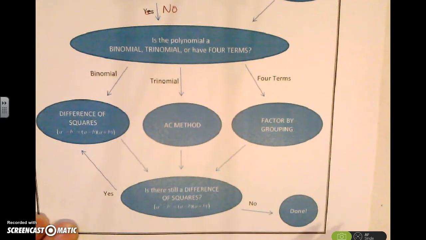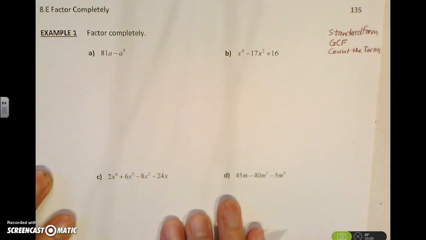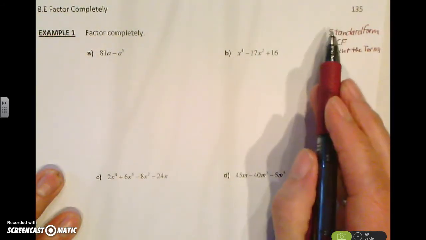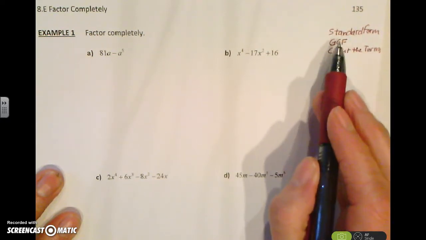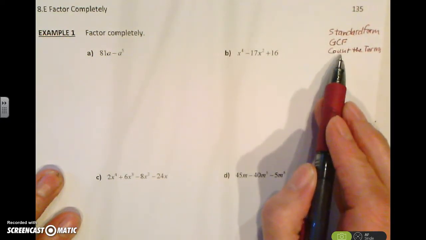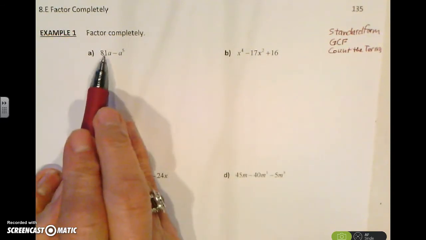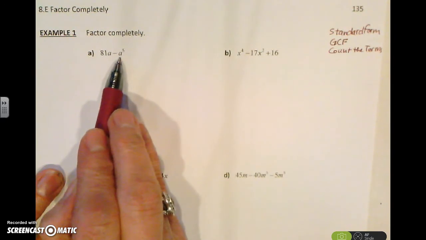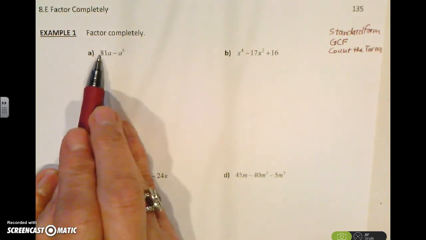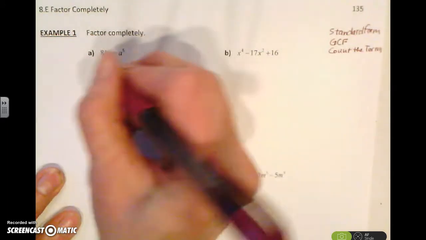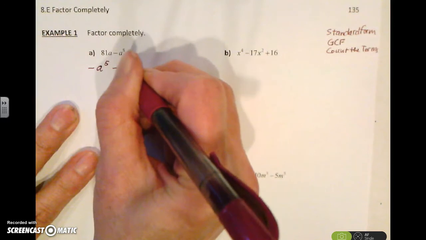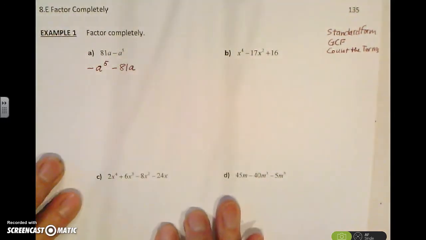All right, so the next thing we're going to do is just try this out on a few examples. So for example 1A, I've written over here something real simple. First thing we're going to look for is standard form, GCF, and then we're going to count the terms. So here, 81a minus a to the 5th. Standard form would mean that this needs to be in the front, so that negative is going to travel with it. Now I'm going to have negative a to the 5th plus 81a.